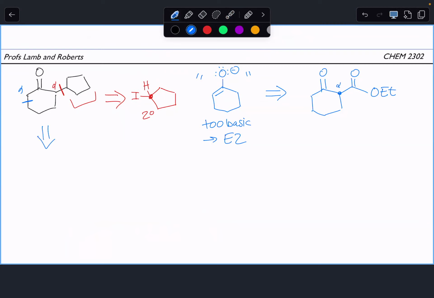You can draw it back. If I go here, what would that look like? 1, 2, 3, 4, 5, 6. And then you'd need your halide here. You would be able to make two different enolates from that, so it'd be harder to control the selectivity in that case.